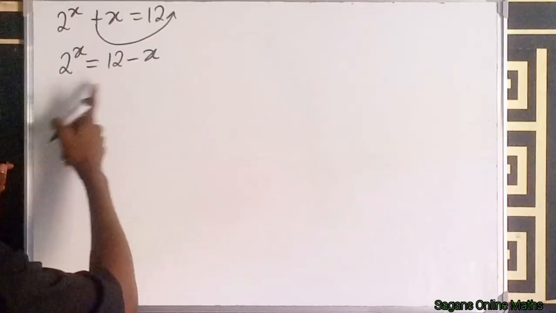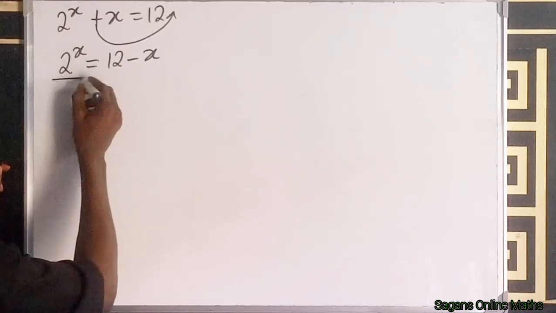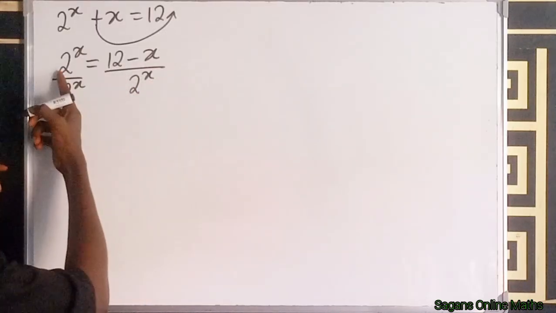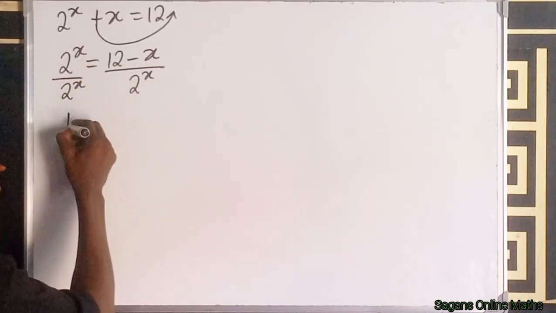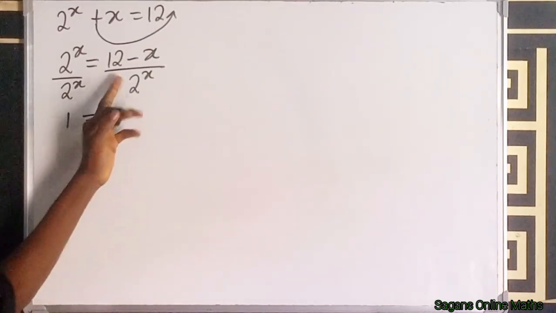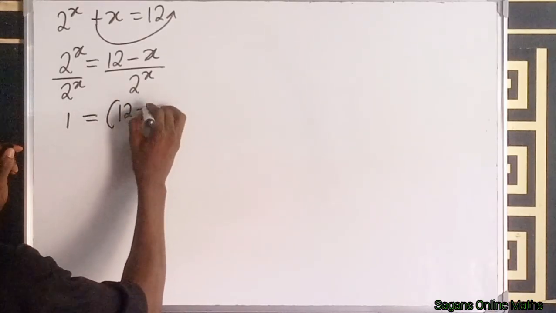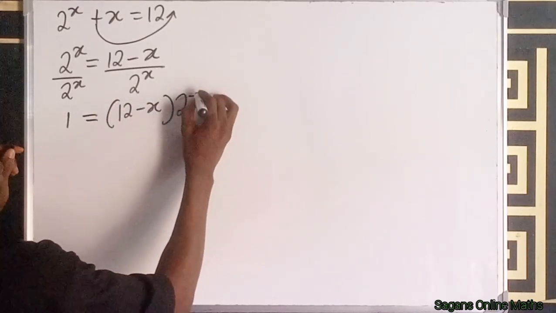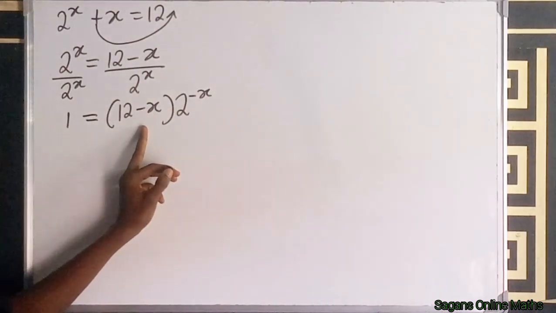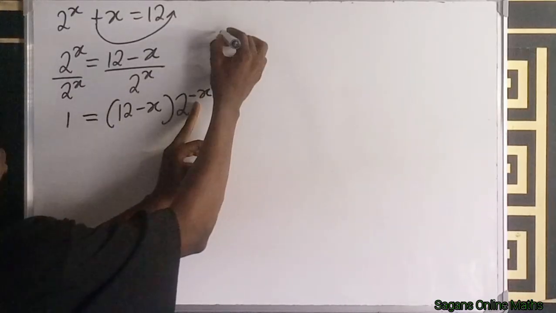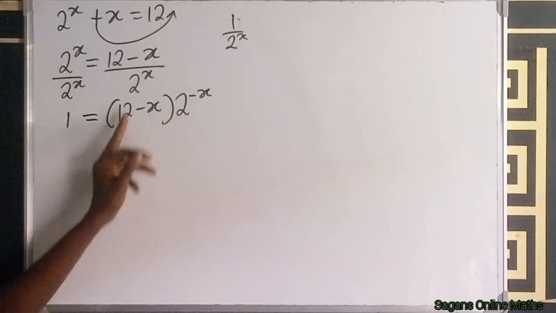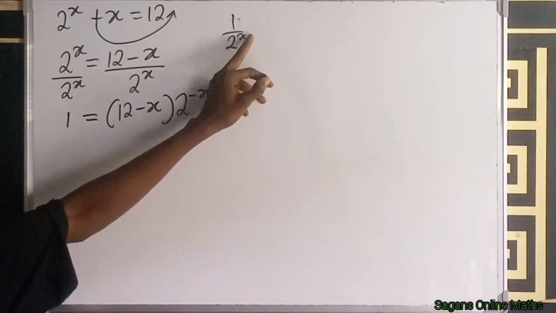Our second step is to divide both sides by 2 raised to the power of x. 2 raised to the power of x divided by 2 raised to the power of x gives us 1, equal to 12 minus x multiplied by 2 raised to the power of minus x, because 12 minus x divided by 2 raised to the power of x is the same as this, by the negative index law. That is 1 over 2 raised to the power of x, and 1 times the numerator over the denominator still gives us the same thing.